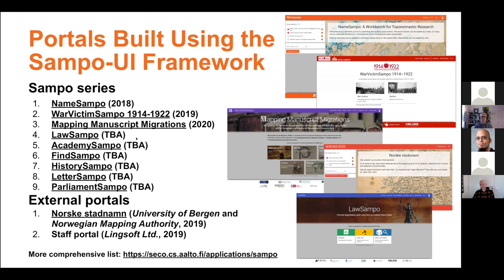and all of these portals will be presented more thoroughly in the later presentations today. And also there are a few examples of how the Sampo UI framework has been used by the University of Bergen and the Norwegian Mapping Authority. In 2019, they did this prototype on Norwegian place names, and also Linksoft has made some prototype implementations using the framework.